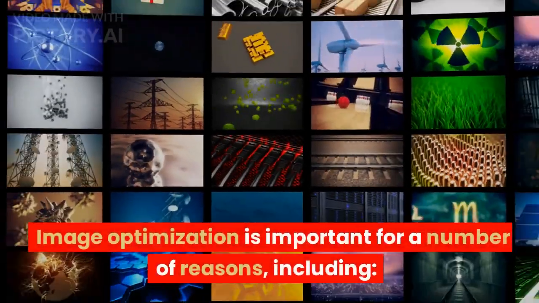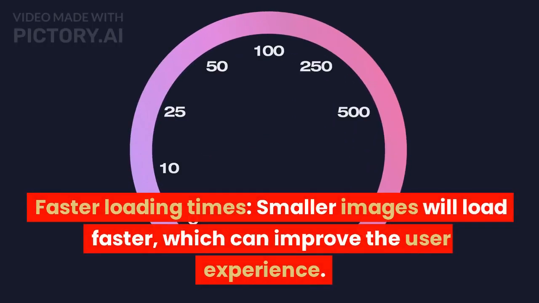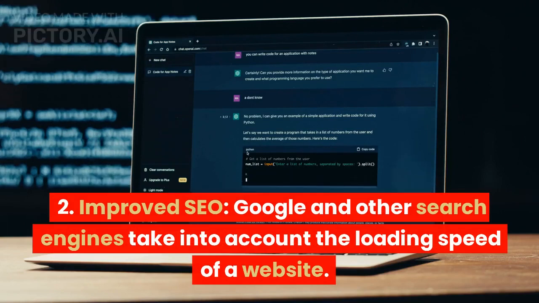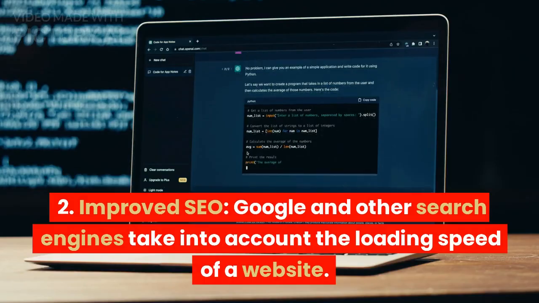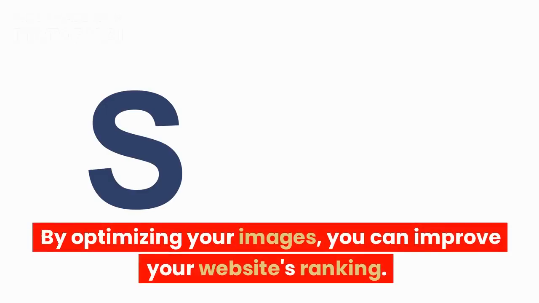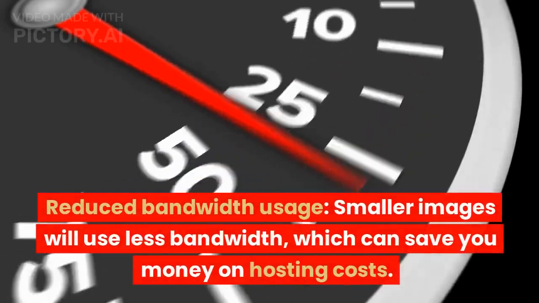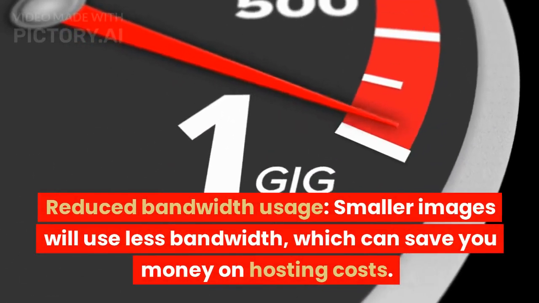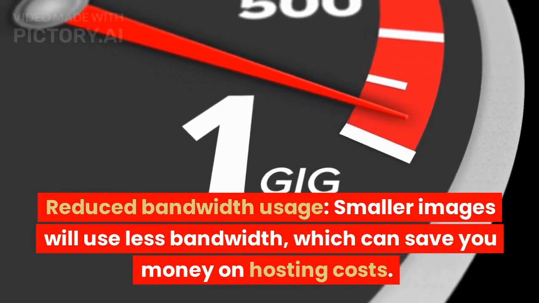Image optimization is important for a number of reasons, including faster loading times. Smaller images will load faster, which can improve the user experience. 2. Improved SEO. Google and other search engines take into account the loading speed of a website. By optimizing your images, you can improve your website's ranking. 3. Reduced bandwidth usage. Smaller images will use less bandwidth, which can save you money on hosting costs.